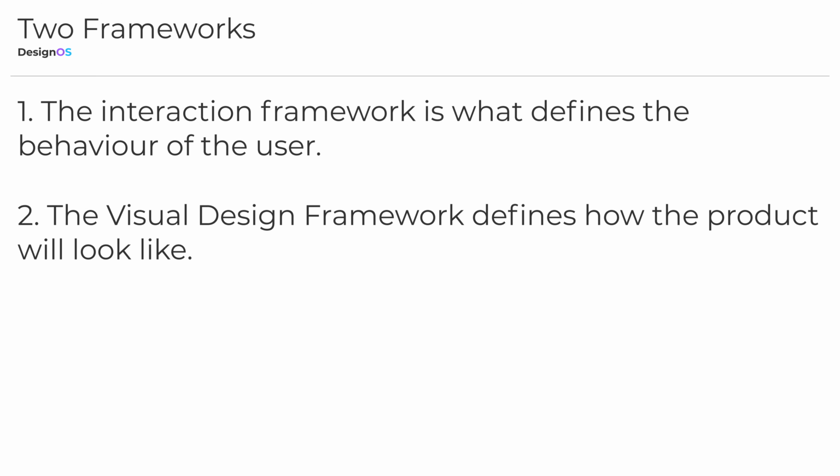So this is why we divide our design framework into two parts. First one is the interaction framework. The interaction framework is where we define the behavior of the user in different scenarios. How will the user interact with our product? The second part is the visual design framework. This defines how the product will look. It will also help add consistency across your product, make it really feel like one cohesive unit.